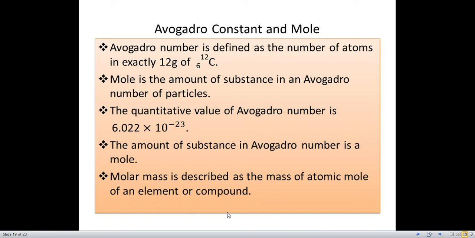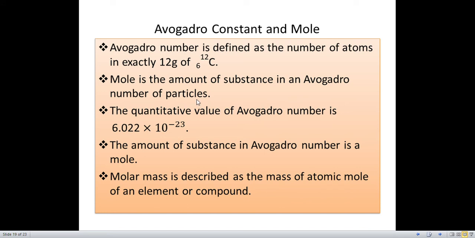Now we are going to discuss Avogadro constant and mole. Avogadro number is defined as the number of atoms in exactly 12 grams of the carbon-12 isotope. You know, this is the atomic number, this is the mass number. Mole is the amount of substance in an Avogadro number of particles.